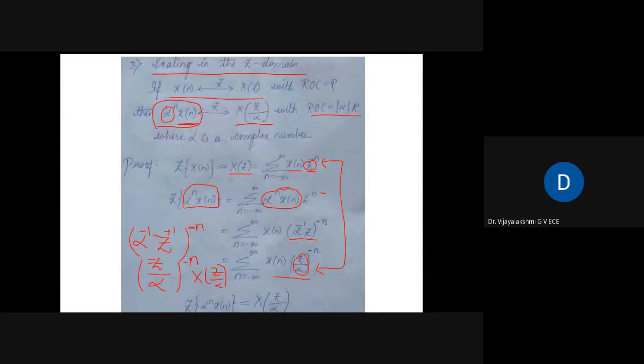Okay, so scaling in the z domain results in the multiplication of alpha raised to n into x of n in the time domain. So this is about scaling in the z domain.